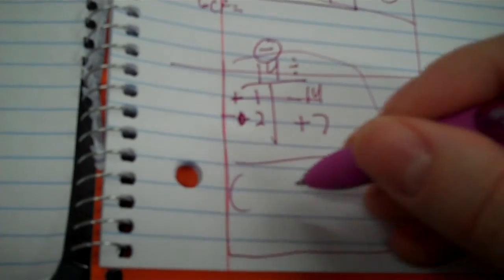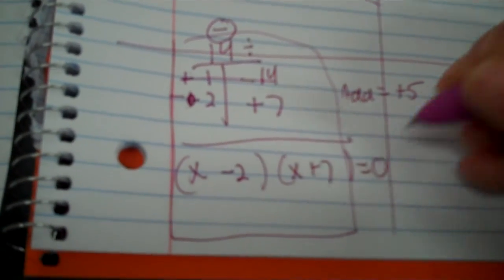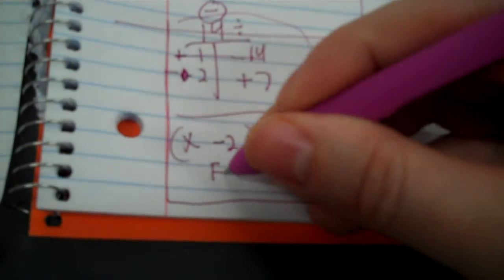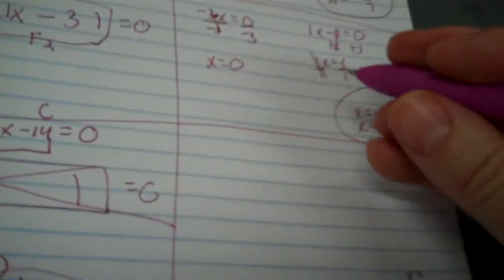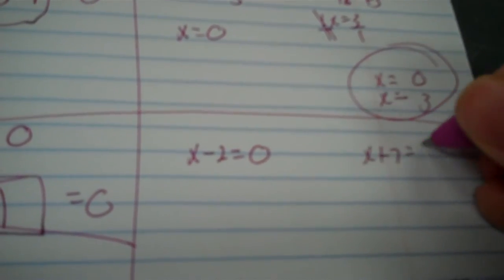Now, if my A is a 1, I'm going to now get rid of the 1, okay? And I make 2 parentheses and then x, x. So minus 2 plus 7. Now I put the equals 0 here, and I have F1 and F2. So F1, x minus 2 could equal 0. F2, x plus 7 could equal 0.